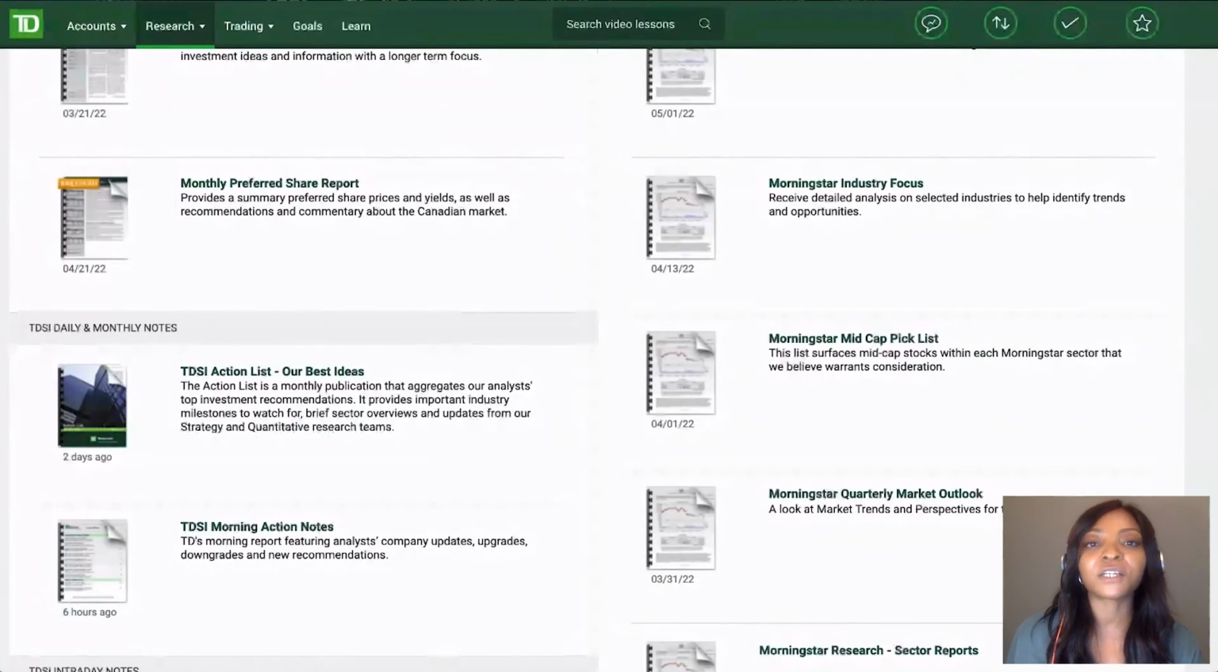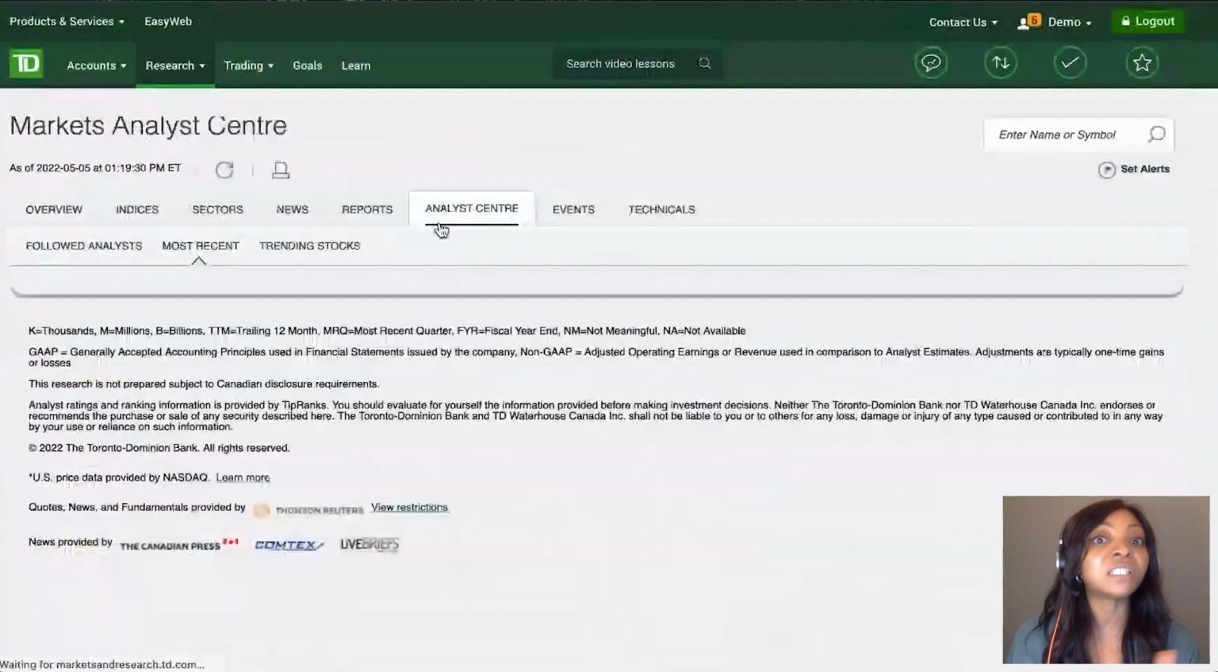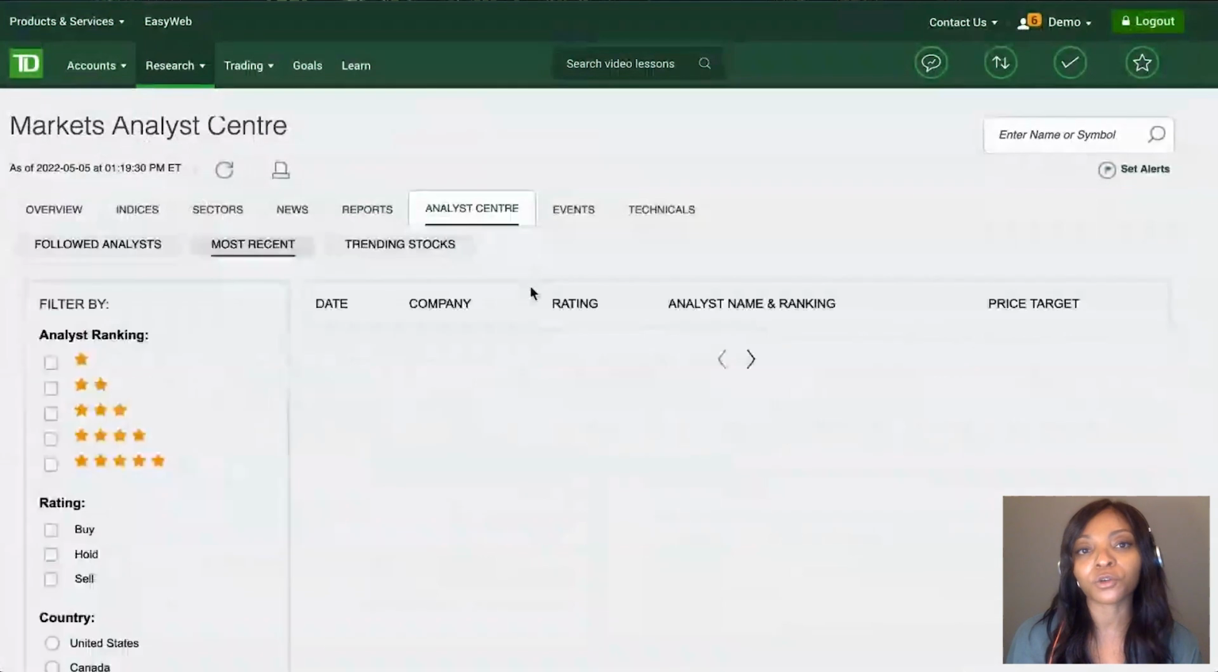Another place an investor could go would be under the Analyst Center. What the Analyst Center does is we have a group of different analysts. We have the most recent ratings from different analysts from different companies and what their ratings are for those companies.